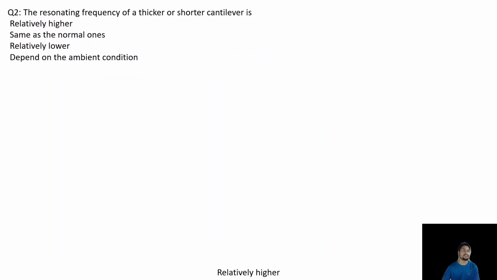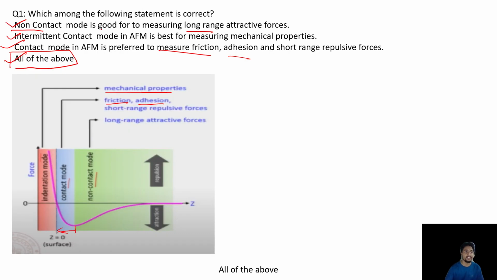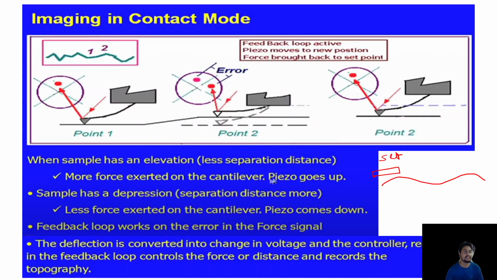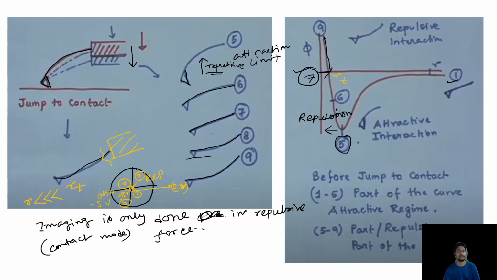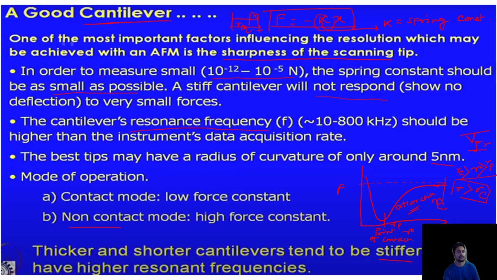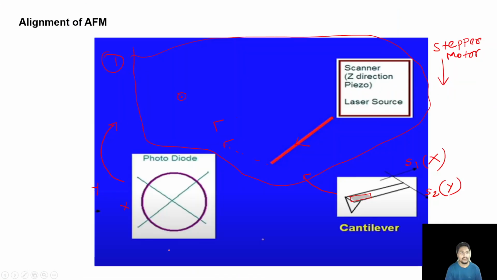So the second question: the resonating frequency of a thicker or shorter cantilever is relatively higher, same as the normal ones, relatively lower, or depends on the ambient condition. So I already discussed this whenever I was discussing the cantilever, right? Thicker and shorter cantilevers tend to be stiffer and have higher resonant frequency, right?